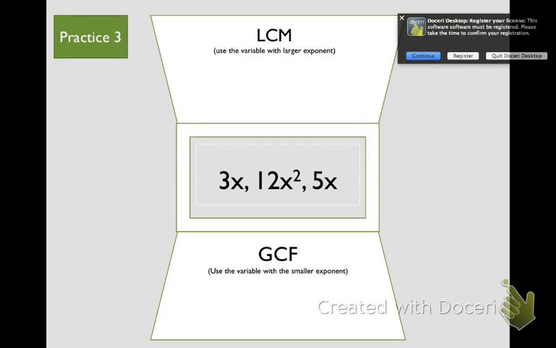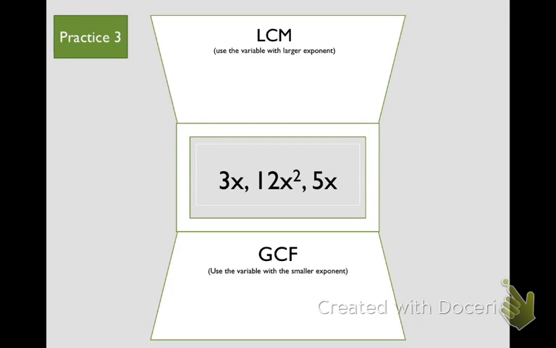Final practice one, 3 terms here. So now the biggest thing that goes into 3, 12, and 5, well, that's going to be 1. That's going to be your common factor. Now, the x's, what is the smallest exponent? Would be x to the first. So it's 1x to the first, or just x is your GCF here.